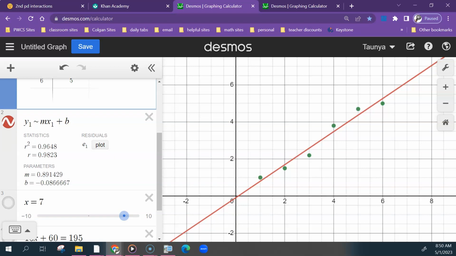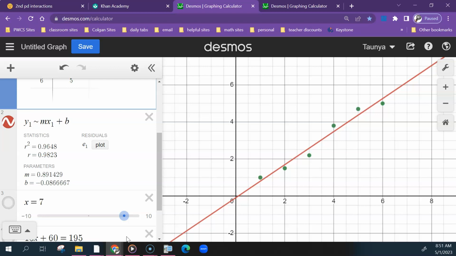So y equals, you can round it or put all the decimals, 0.89x minus 0.08 or 0.09 as you're rounding, or 0.1, negative 0.1. Any of those would be fine. Questions on 1?